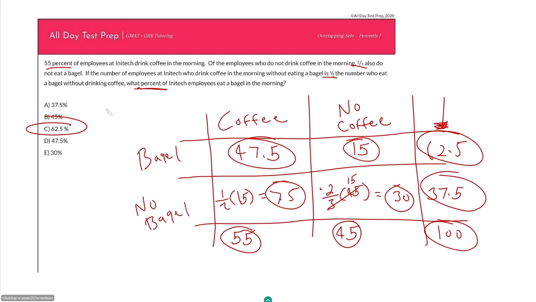So the answer is 62.5, choice C. Next we'll take a look at a percent question where they mix both percentages with discrete values.